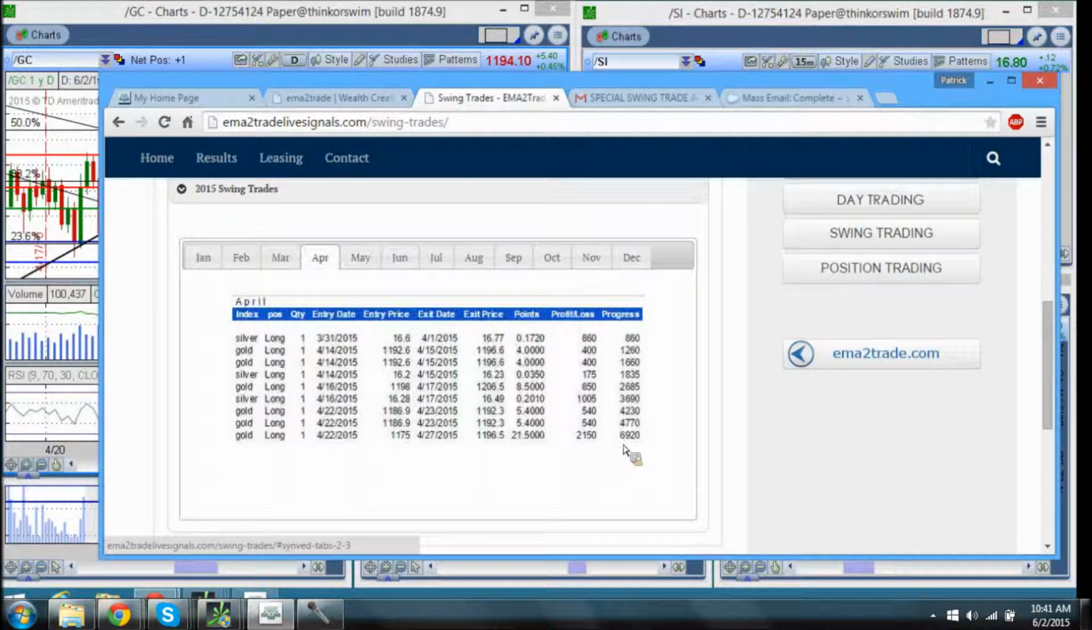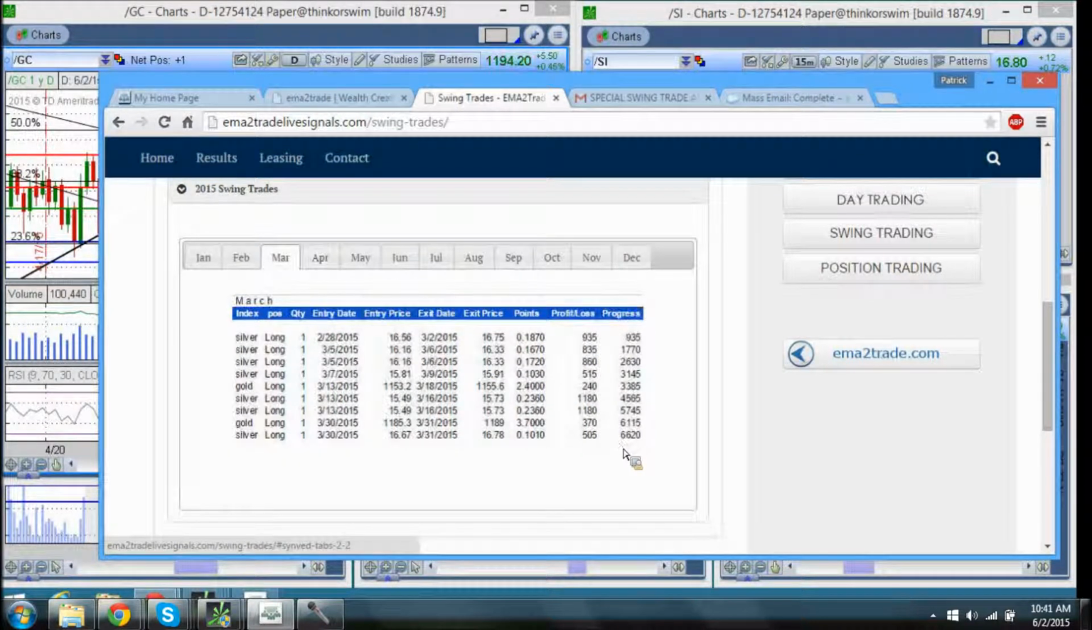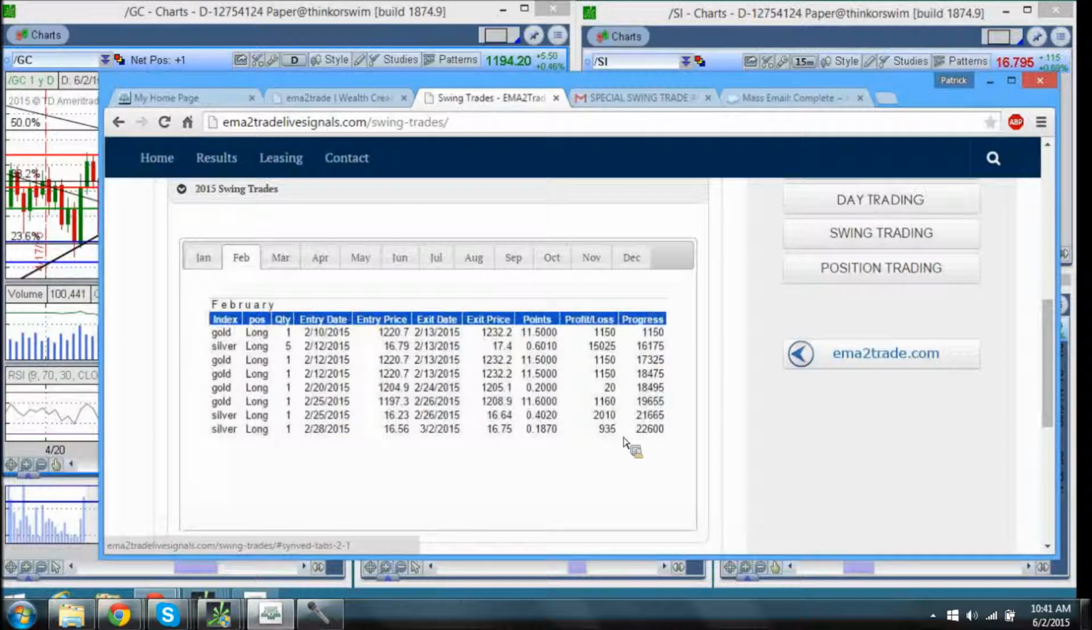April, 6,920, 9 trades winning in a row. March, profit 6,600, 9 trades in a row. That's 3 months in a row of profitable trades. February, 22,600, 8 trades in a row profitably.